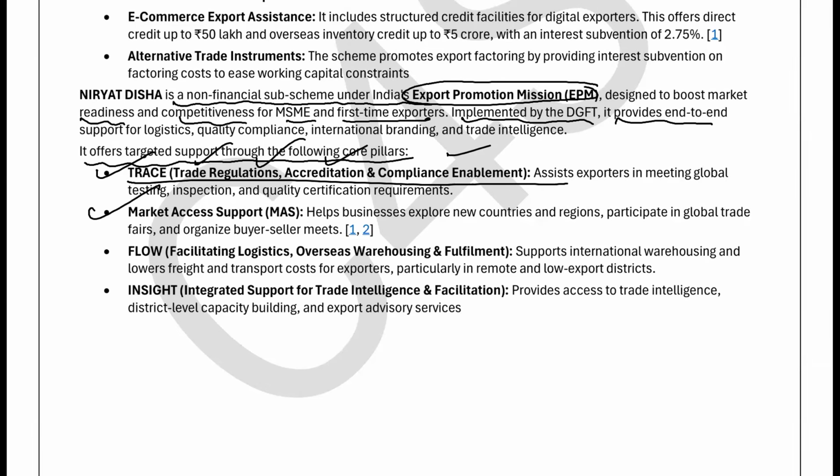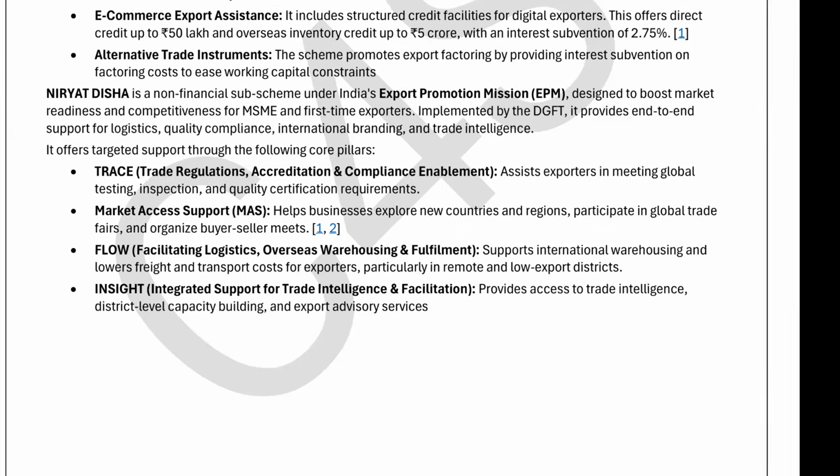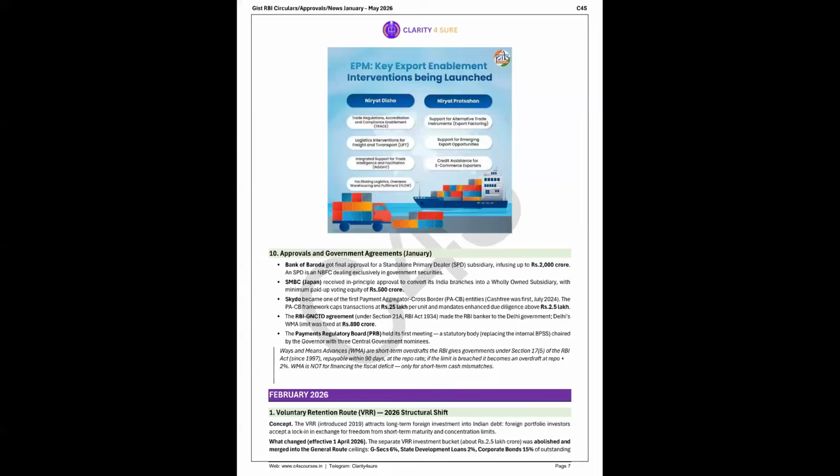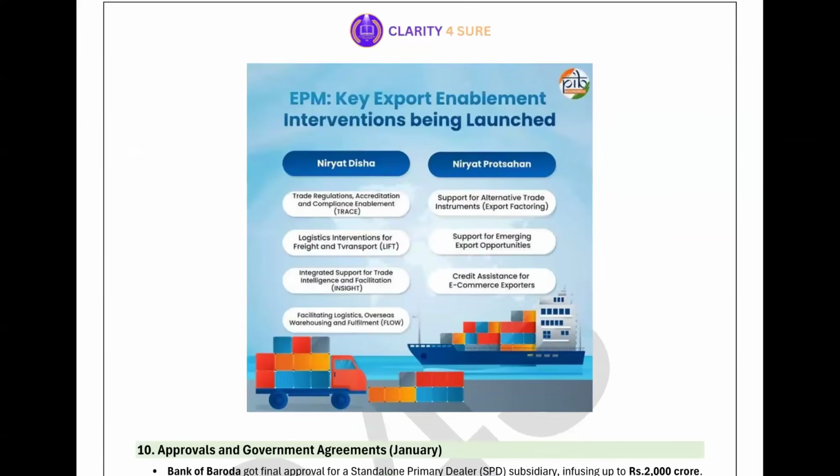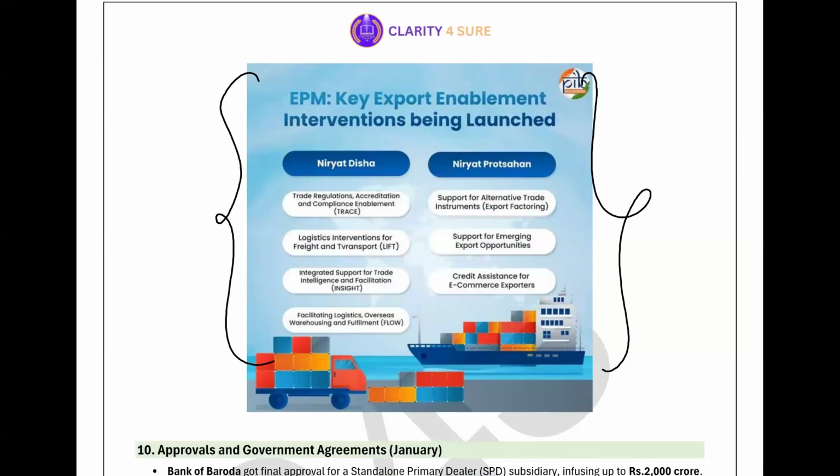Second is market access support, that is MAS. MAS means helping businesses explore new countries and regions, participate in global trade fairs, and organize buyer and seller meets. Third is FLOW. You should remember the topic, that is facilitating logistics, overseas warehousing and fulfillment. And INSIGHTS, which is about integrated support for trade intelligence and facilitation. Okay? You should read it on your own, with the full forms. Now, this is a mind map about Niryat Disha and Niryat Protsahan. For your last-time revision, just a one-minute revision, you can use this mind map as well.